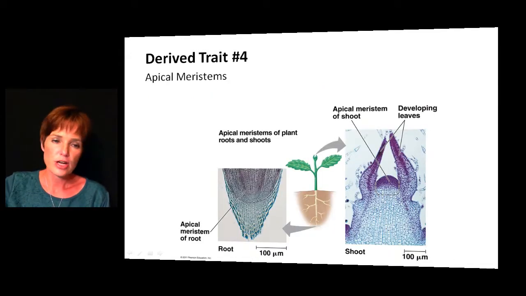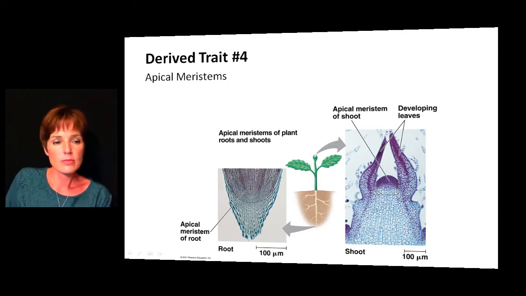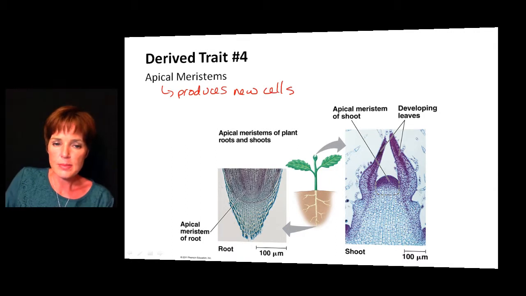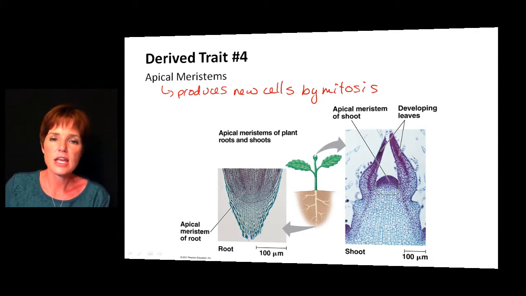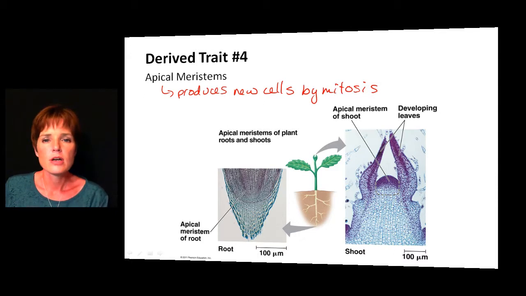The last derived trait that we're going to mention is apical meristems. Apical meristems are places that are specific for producing new cells. It produces new cells by mitosis. And then after these new cells are produced, they can differentiate into various cell types.